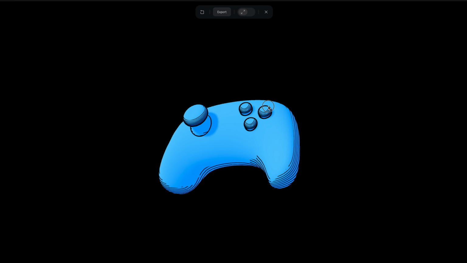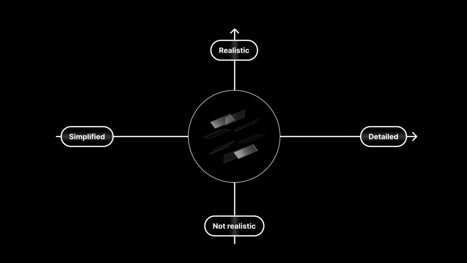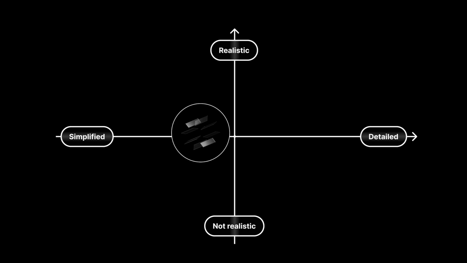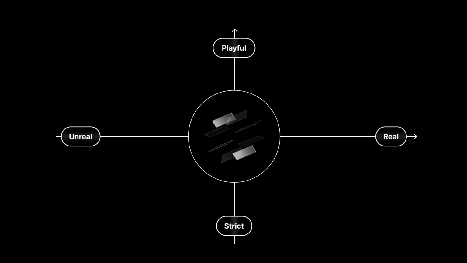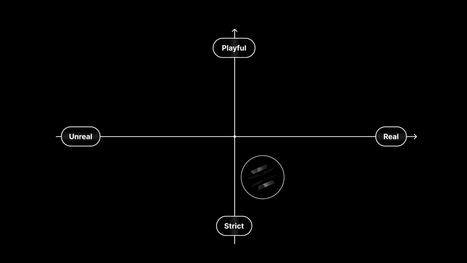But how about this abstract thing made in Spline? We can definitely say that on this chart it is somewhere in the middle, maybe a little bit to the left, not so detailed because it has simple shapes, but the material looks like real glass. So a little bit higher here. From a style perspective, it's definitely more strict because we have dark colors, straight lines, and real materials.